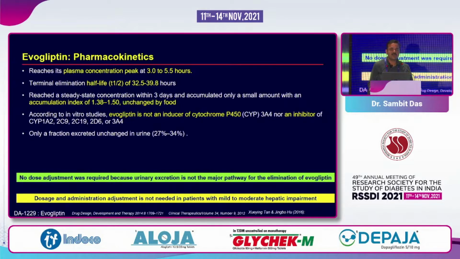And one of the best parts of it is that unlike some other DPP4 inhibitors, it is neither an inducer nor an inhibitor of the cytochrome P450 pathway, so it doesn't interfere with other concomitant drugs. Only a fraction is excreted unchanged in urine. Major excretion is through the liver and partly through the kidney, and so no dose adjustment is required because urinary excretion is not the major pathway of elimination. Even dose and administration adjustment is not needed in patients with mild to moderate hepatic impairment, and there are studies for PK data for that also.